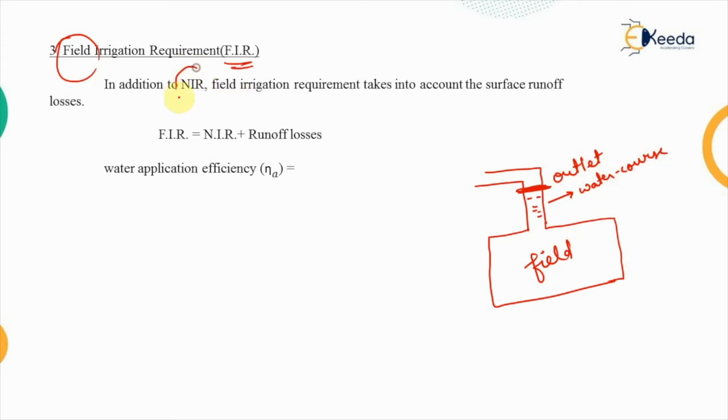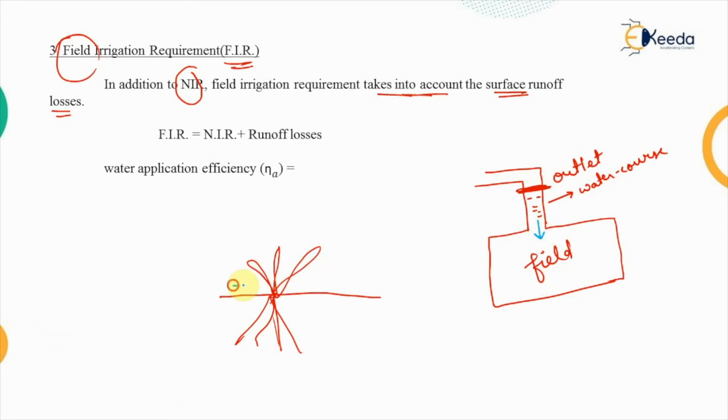Now, in addition to the net irrigation requirement, the field irrigation requirement will take into account the surface runoff losses. That means if we are supplying the water onto the field, then this water will be going to the particular crop. A certain amount of that will be going into the ground in the form of percolation. Now a certain amount of water will be runoff.